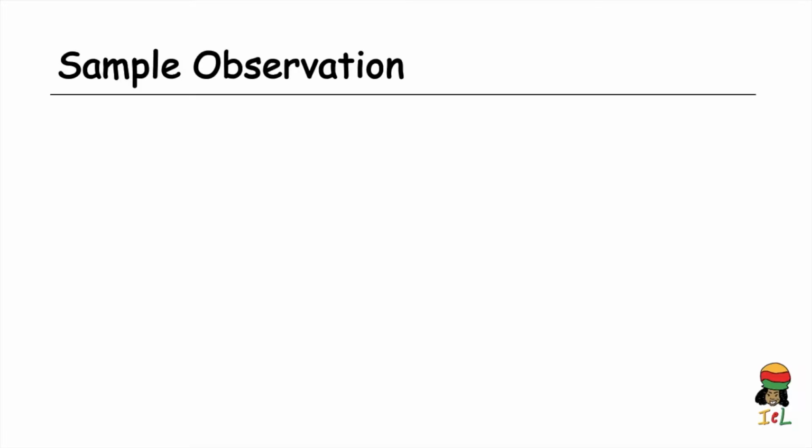Now we're going to take a look at a sample observation write-up. Note that the observation report is typically written in the past tense because the write-up occurs after observing. However, this practice may vary depending on where you live. So make sure to follow the rules that apply to your school.